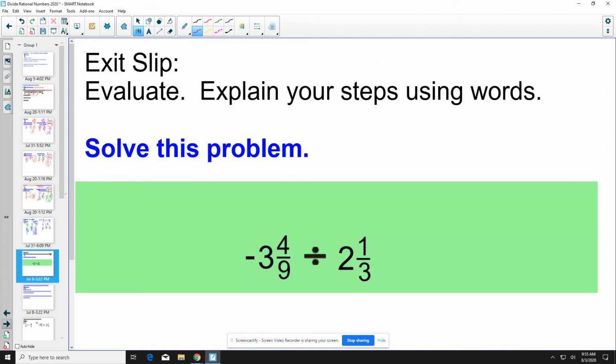All right, today you have an exit slip. I want you to evaluate, which means work out the problem, and explain your steps using words. So first, what did you do? Next, what did you do?